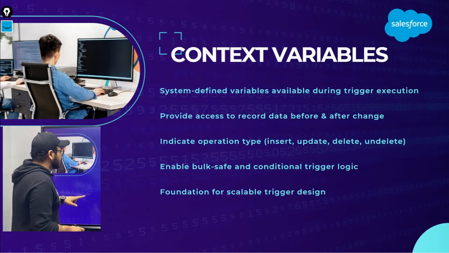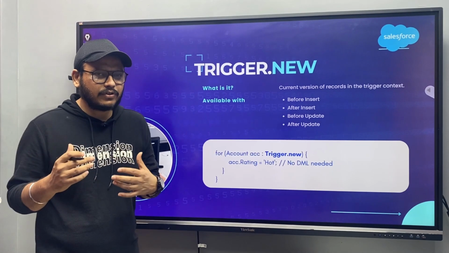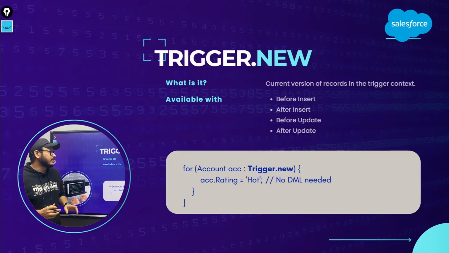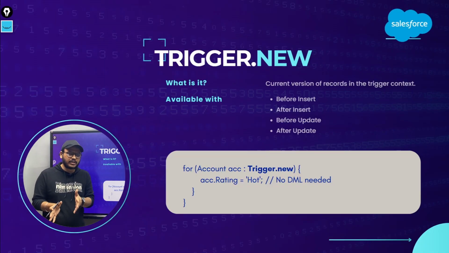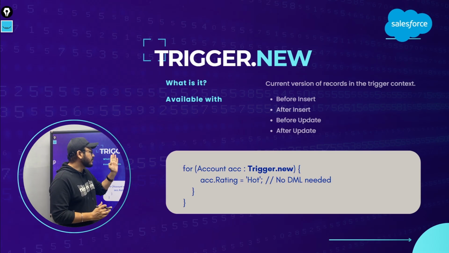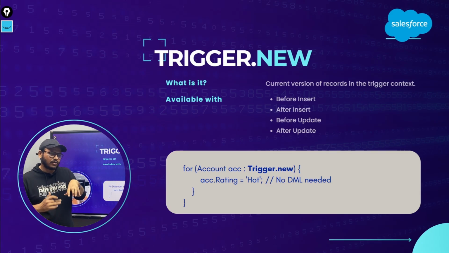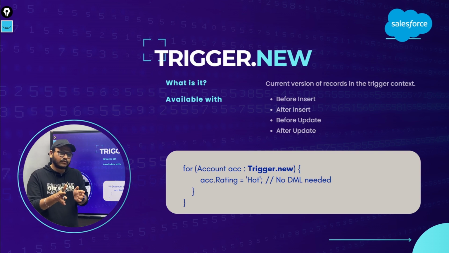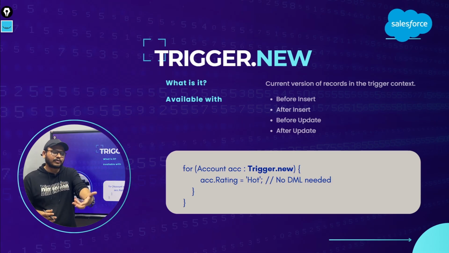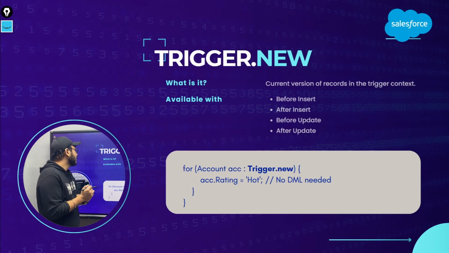All right. The next thing we are going to do is start discussing each of these context variables one by one. The first one is Trigger.new, which is the most commonly used context variable. So we'll quickly understand what it is. This is basically the current version of records in the trigger context. The current version of the record, the record that is getting inserted or updated at that point in time, is stored in this context variable, which is Trigger.new.